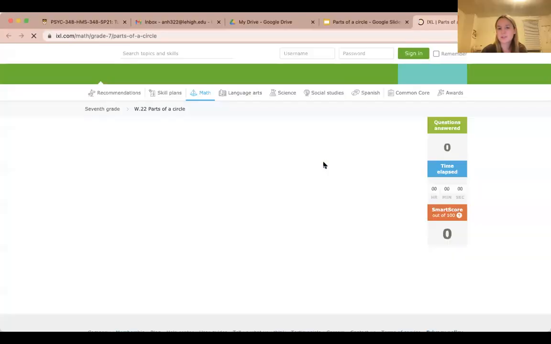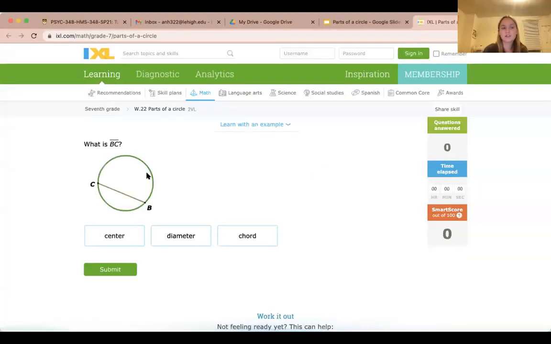So we'll do some practice problems to see how that works. Here, B to C, we know it goes from both ends, so it's either the diameter or the chord. But if we look, it doesn't go through the center, so it's a chord.